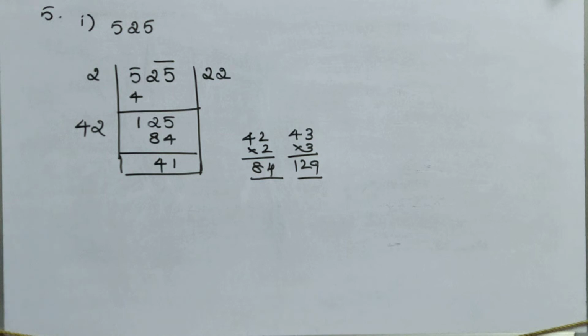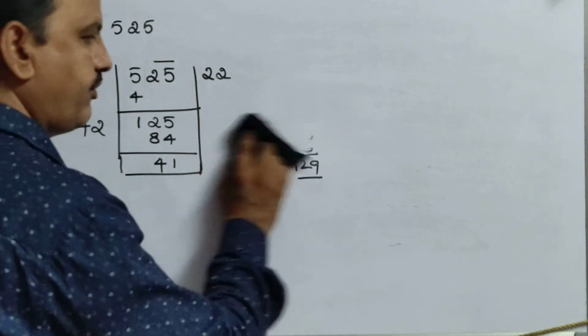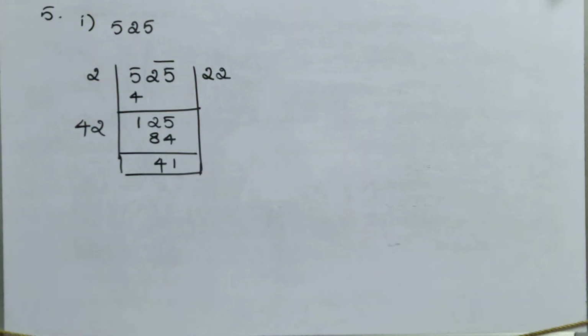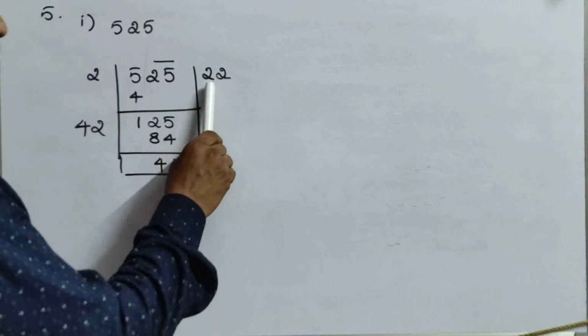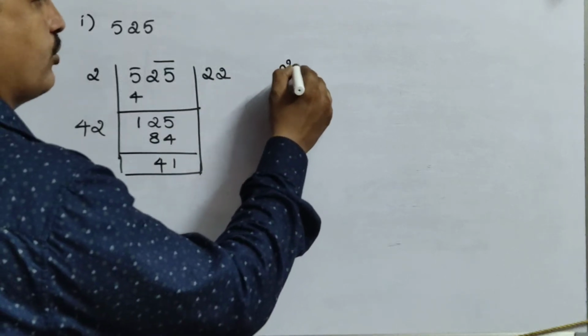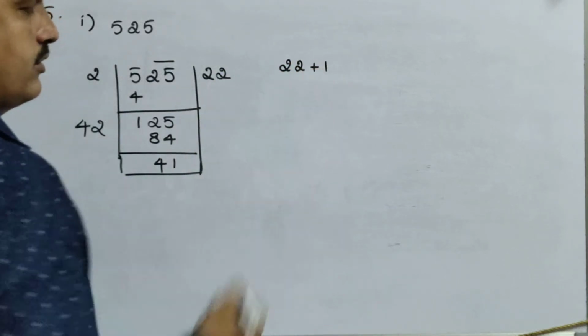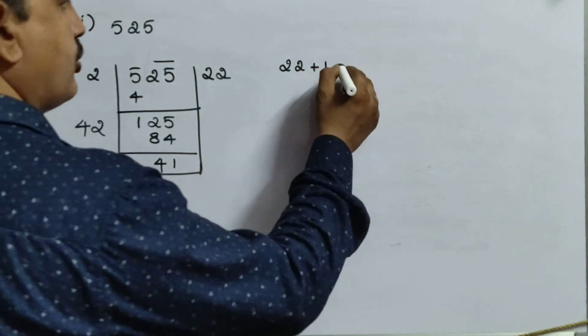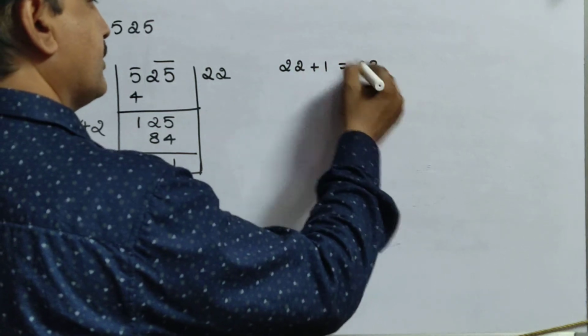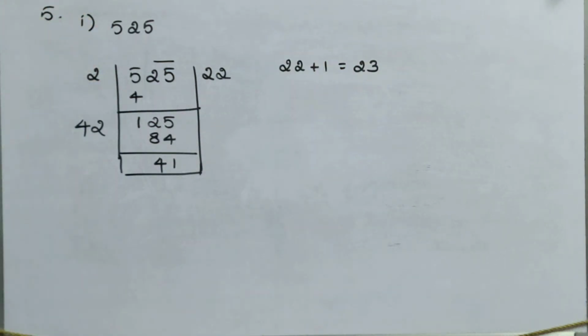Listen very carefully, children. Here you got 22. For this, a small rule we have to apply. Whatever number you got here, add 1 to that number. 22 plus 1. That means 23. Okay? Is it clear?